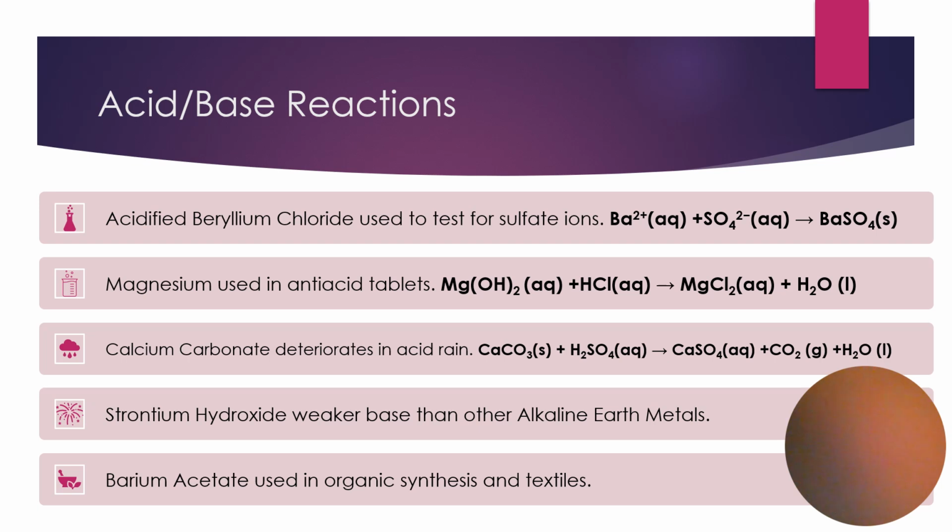To ground us a little bit, let's take a look at some specific acid-base reactions. So acidified beryllium chloride with hydrochloric acid can be used to test for sulfate ions through the precipitation reaction previously discussed. Magnesium is used in antacid tablets as magnesium hydroxide reacting with hydrochloric acid to produce a neutral salt. Calcium carbonate, otherwise known as limestone, deteriorates in acid rain, so the sulfate ion exchanges in like a Lewis acid-base relationship. Strontium hydroxide, in accordance with periodic trends, is a weaker base than the other metals, and barium acetate is used in organic synthesis and textiles.